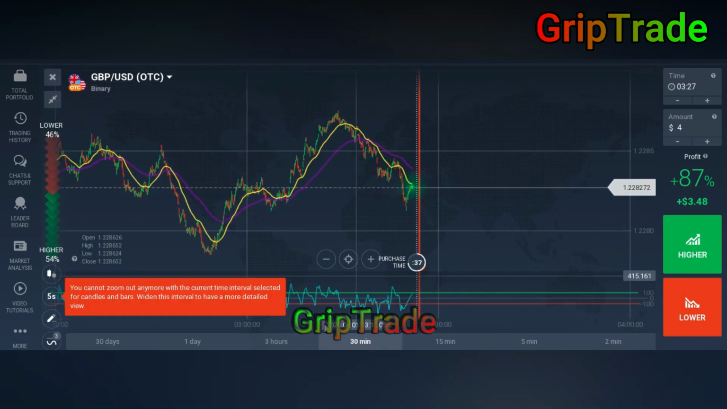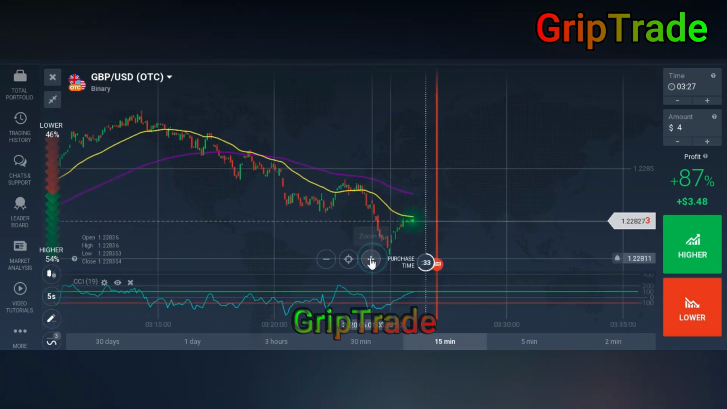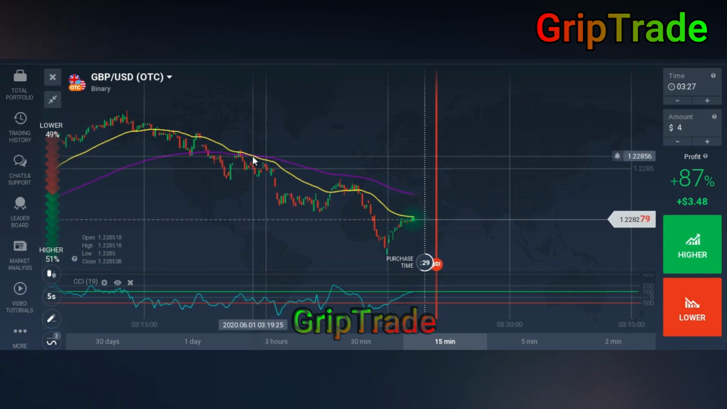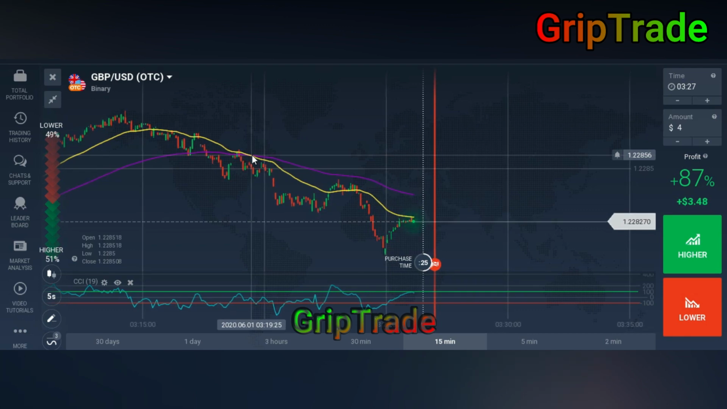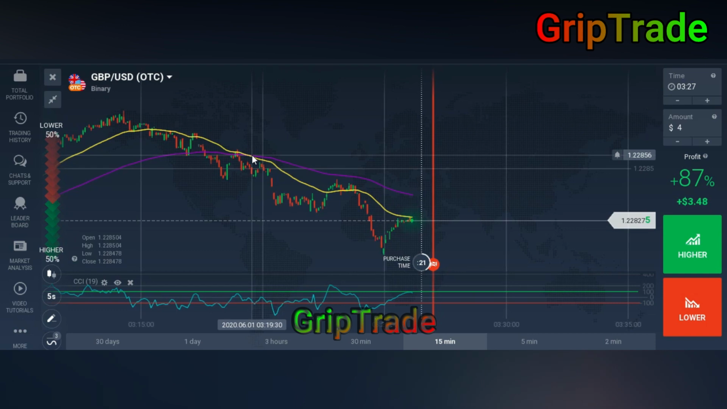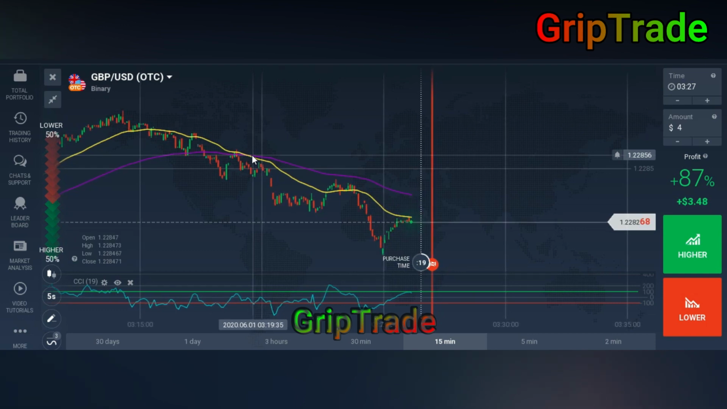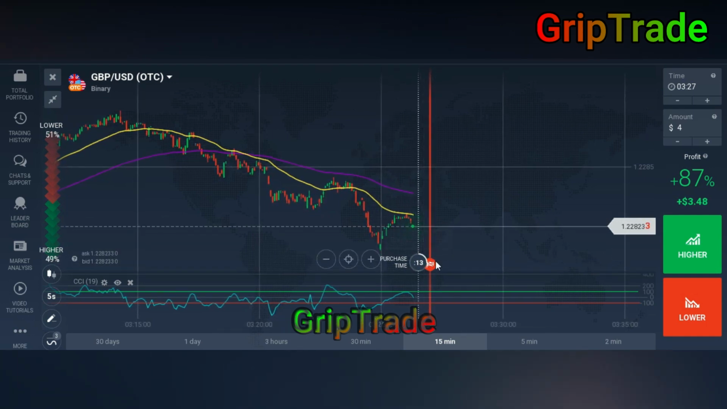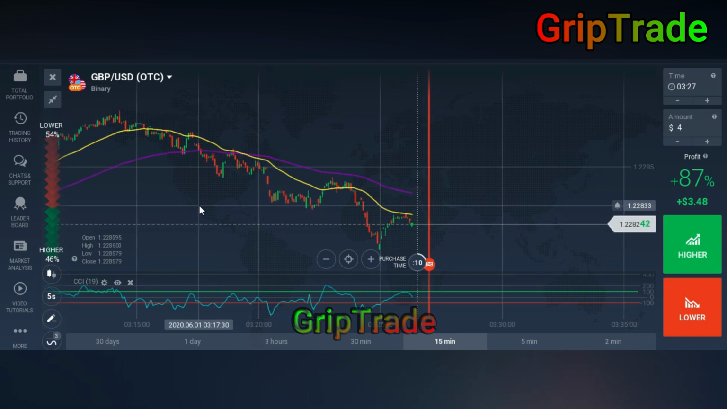Zoom out, and there you watch out. One minute. There you see both the moving averages intersecting each other above the candles. That's pretty simple, so you can put a sell trade, a lower option, a put option. You will win for sure. Remember, the purchase time should be less than 1 minute for this particular strategy.